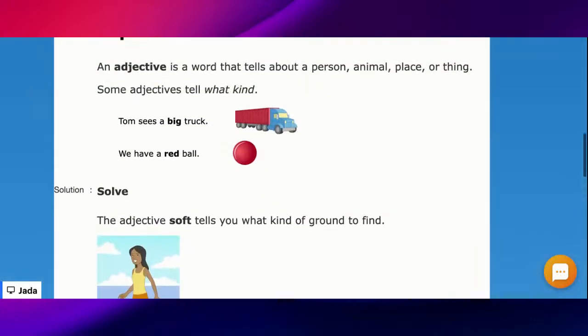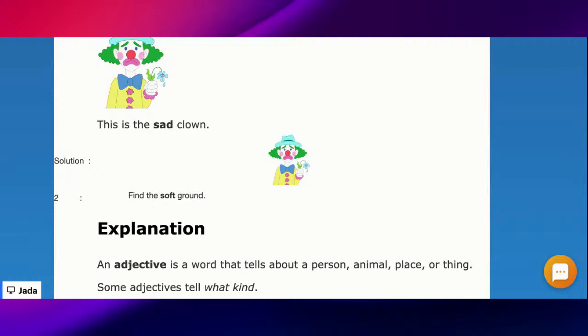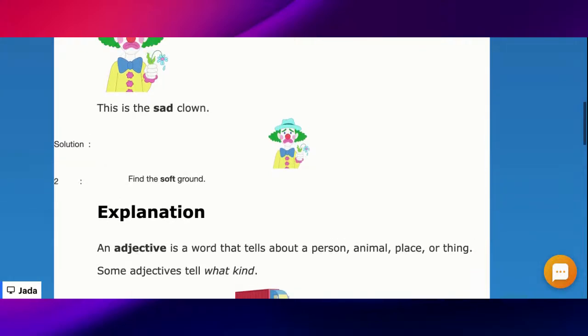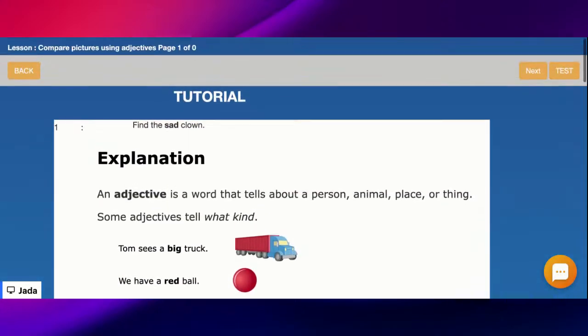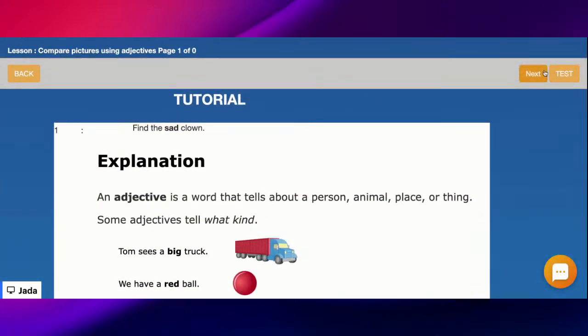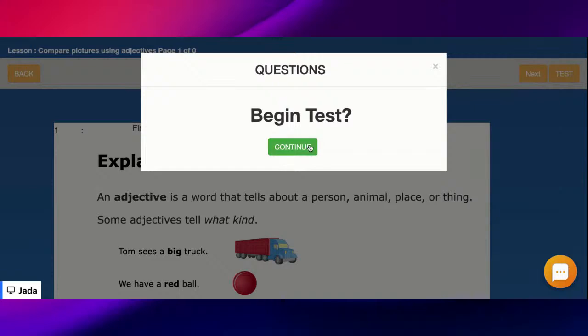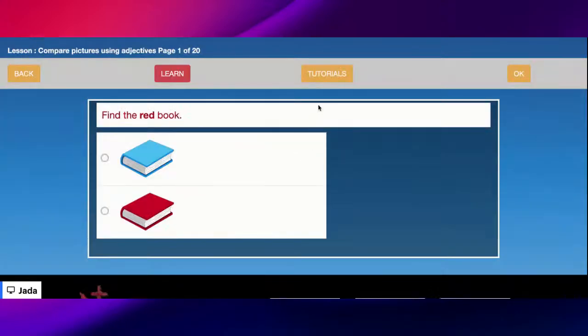So we'll move on to the test now. I want us to all interact. So I want you guys to send in your answers on the chat. Each of you send your answers on the chat. Find the red book. So you tell me if it's A or B. So send in your answers.